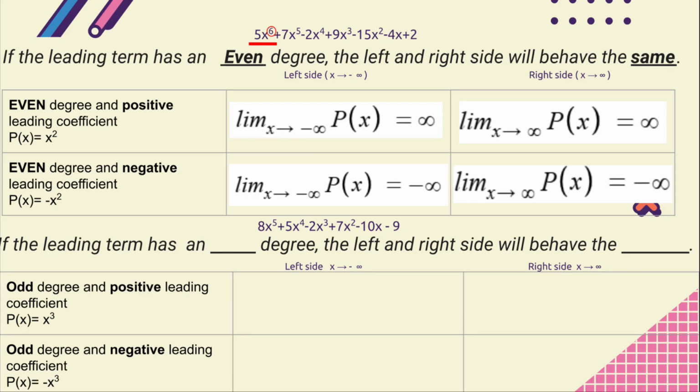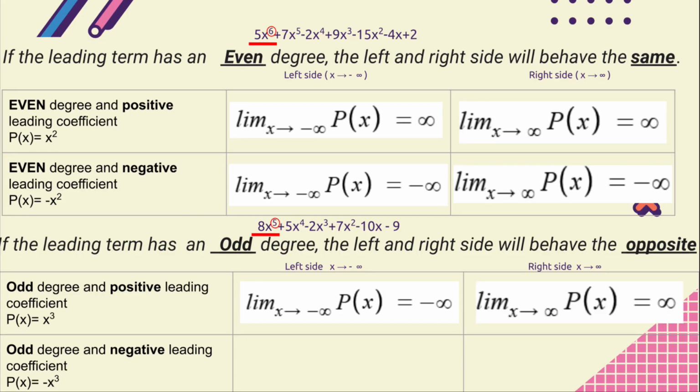Let's fill in the blank. If the leading term has an odd degree, the left and right side will behave the opposite. So we see here that our leading term is 8x to the power of 5. We have a positive leading coefficient and an odd degree. The left side's limit is as x approaches negative infinity, p of x equals negative infinity. But it would be different with the right side because the left and right side behave the opposite. The limit as x approaches positive infinity, p of x equals positive infinity.